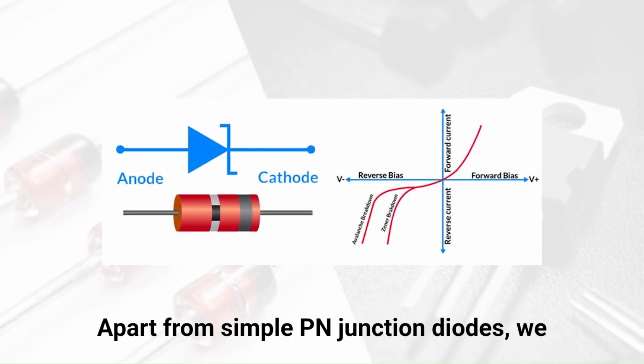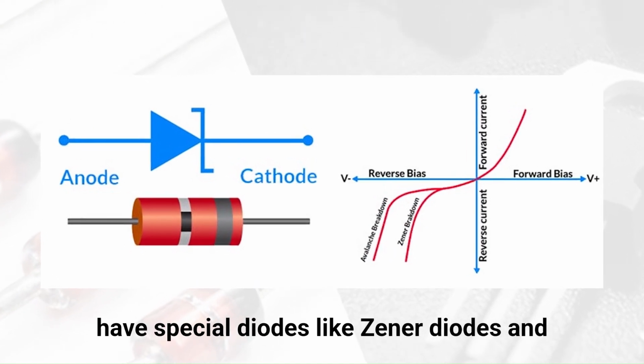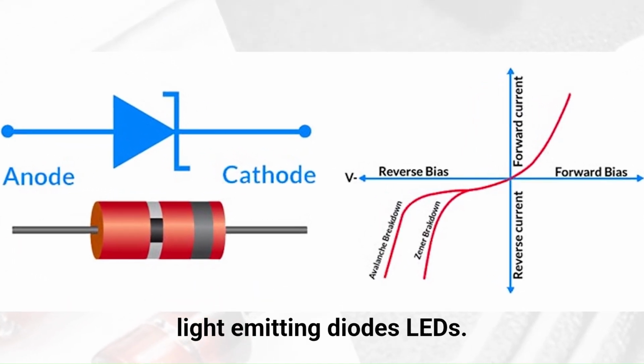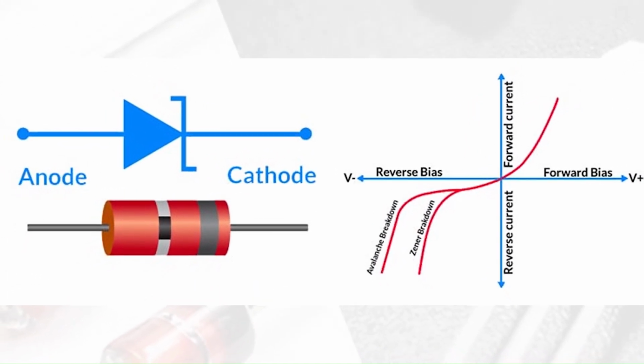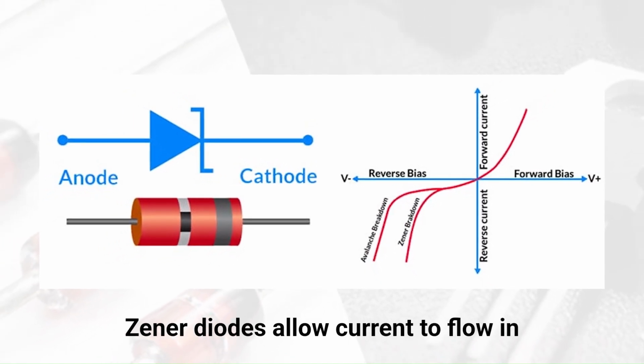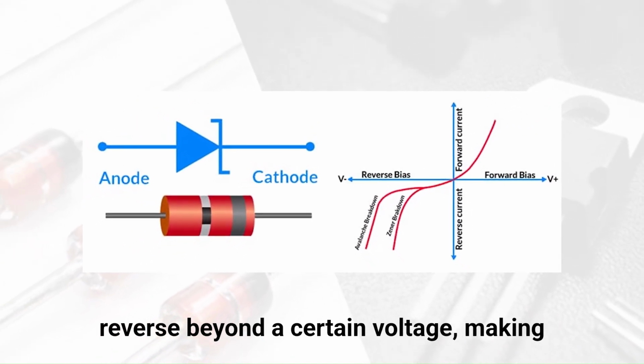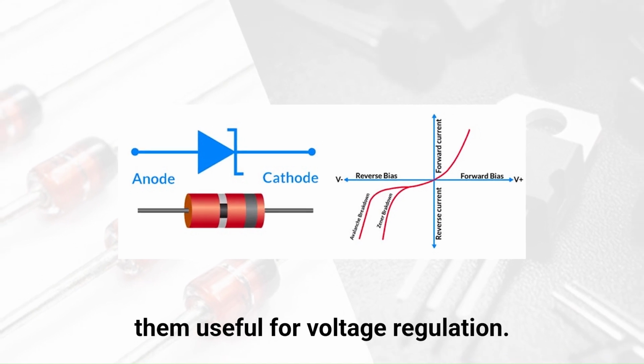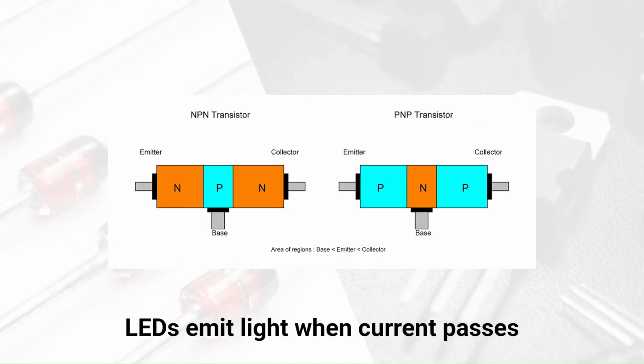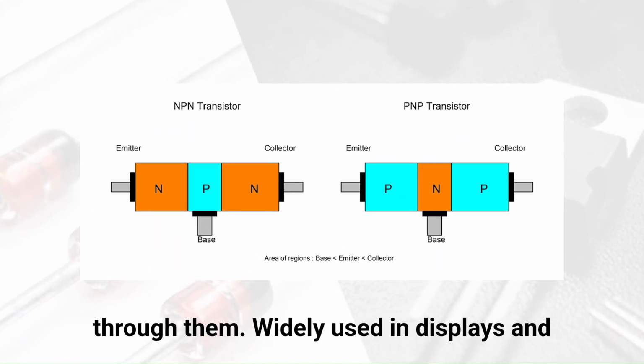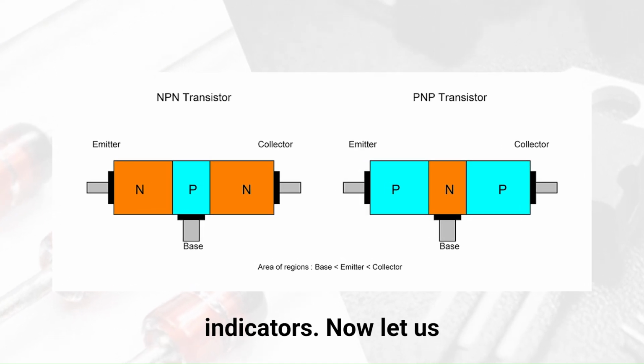Apart from simple PN junction diodes, we have special diodes like Zener diodes and light-emitting diodes, LEDs. Zener diodes allow current to flow in reverse beyond a certain voltage, making them useful for voltage regulation. LEDs emit light when current passes through them, widely used in displays and indicators.